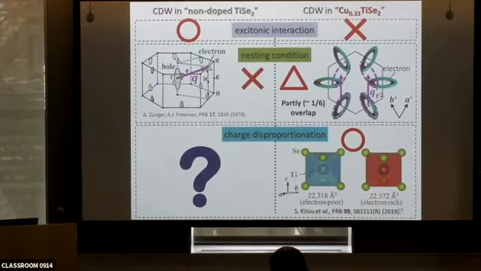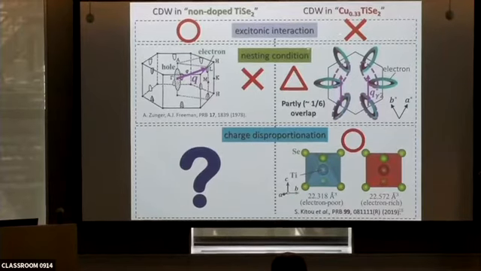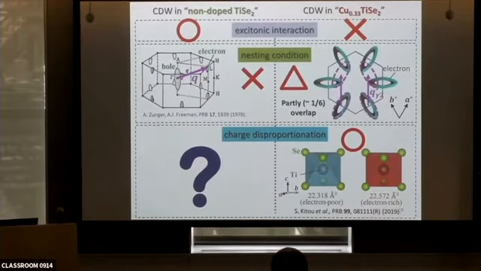If a charge density wave state is realized in the titanium selenium 2 layer, we can describe the electronic state by structure analysis. This figure compares the non-doped pristine compound and the kappa 0.33 compound. Excitonic interaction exists in the pristine compound, but in the case of kappa 0.33 it does not, because there is no hole pocket. So the nesting condition is bad, but partly okay.